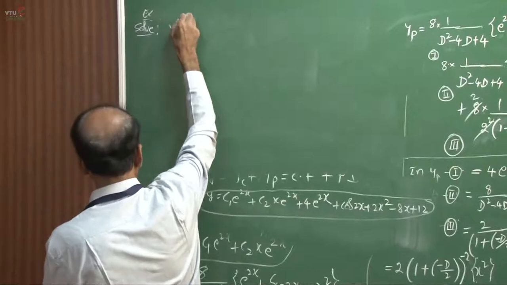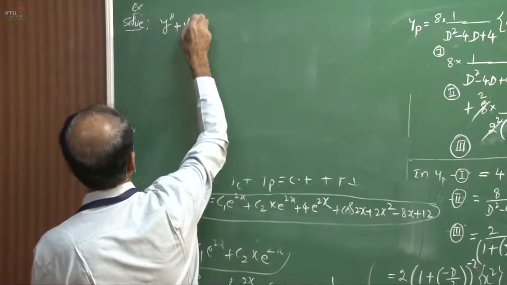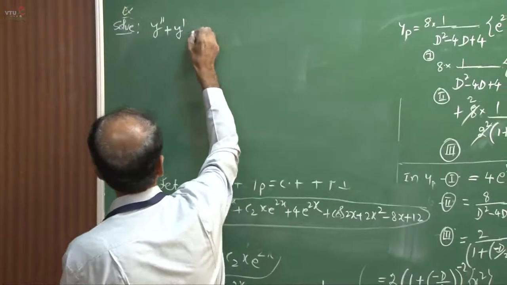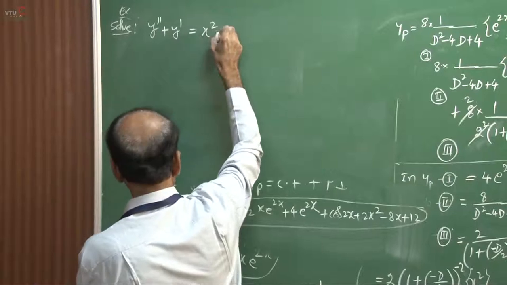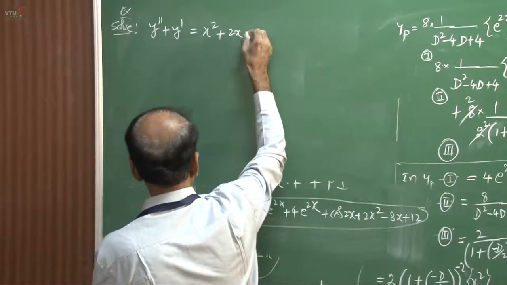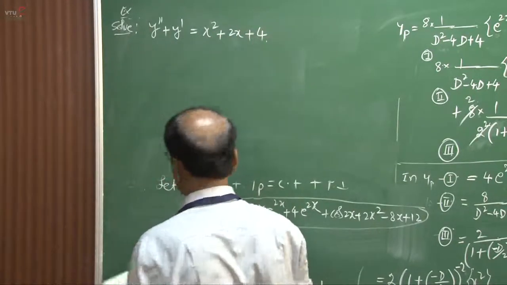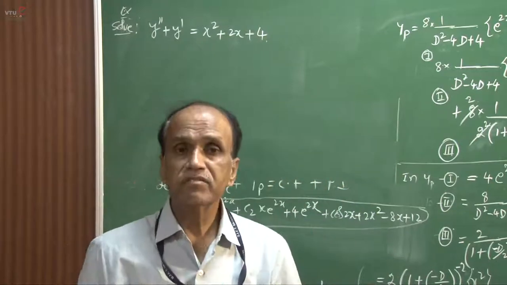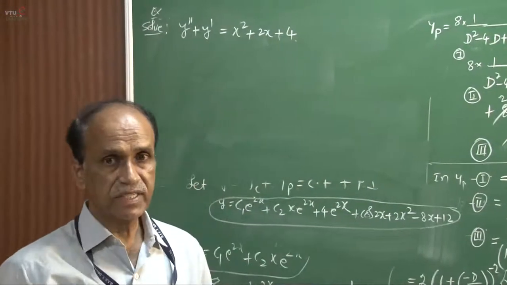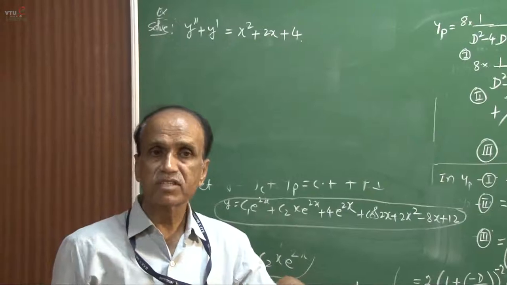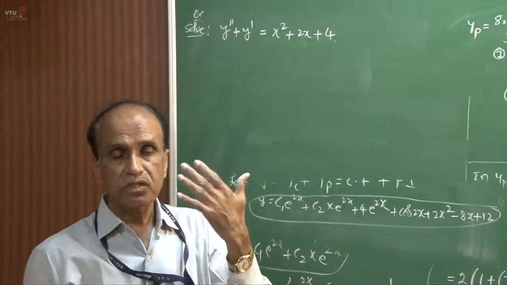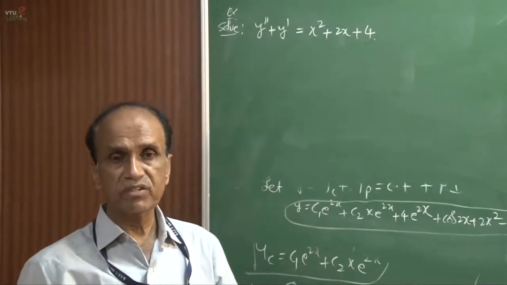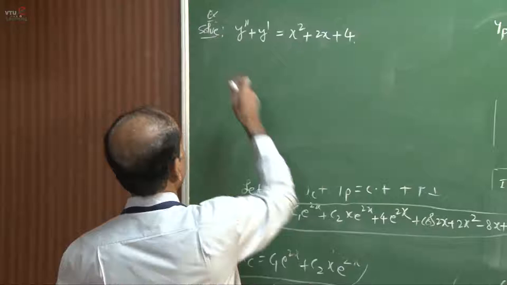Solve y double dash plus y dash equal to x square plus 2x plus 4. This is another totally different variety of the problem in the left side. How this is going to affect the right side, the polynomial terms, in order to obtain the particular solution, we will verify. Solution.